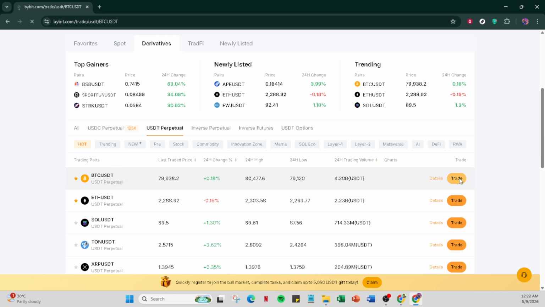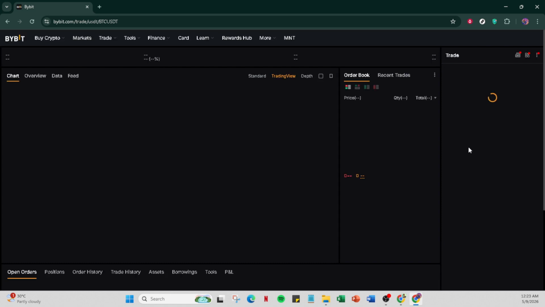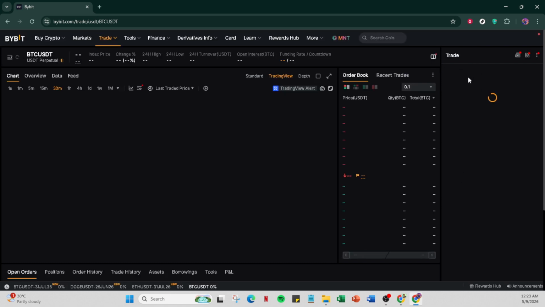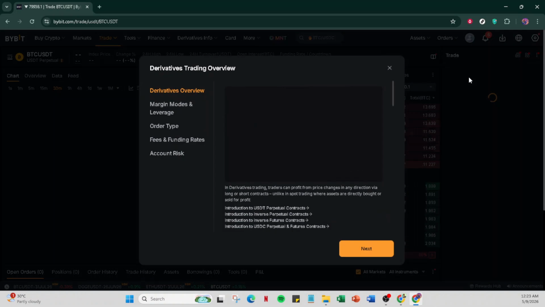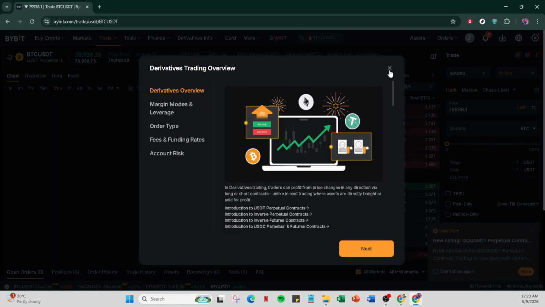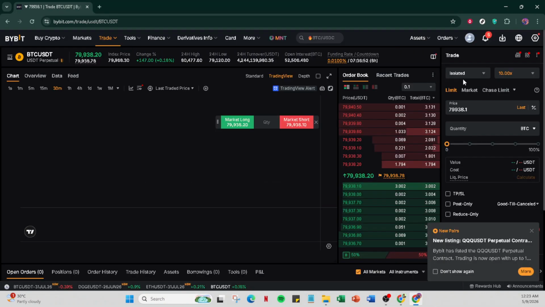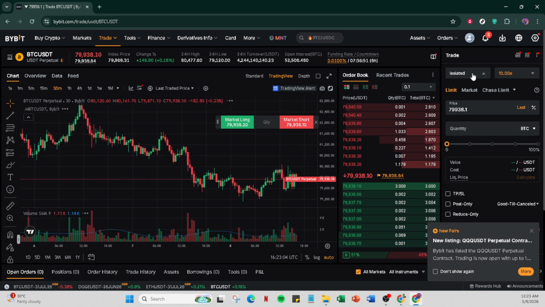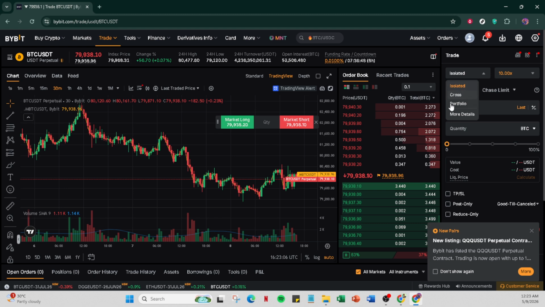Once you're on the trading page, set your margin mode and leverage. In cross margin, your entire derivatives account balance can back the position, which can reduce the chance of immediate liquidation, but exposes more of your funds. In isolated margin, only the margin you assign to that position is at risk, which helps contain losses to that specific trade. Choose the level of leverage that fits your risk tolerance.